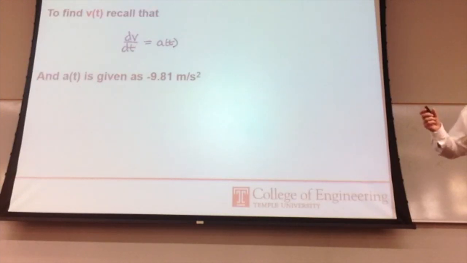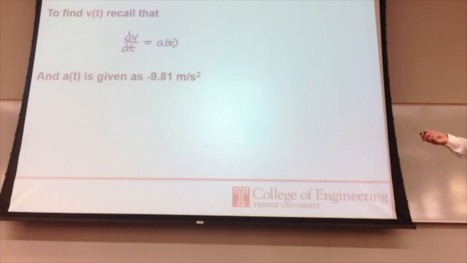So integration is, in this case, simply t to the power of... this is minus 9.81 times t to the 0, because t raised to the 0 power is 1. Integration is simply raising the exponent by 1 and then dividing by that. So the integral of minus 9.81 times t to the 0 is minus 9.81 times t to the power of 1 divided by 1. So minus 9.81 t is that integral.